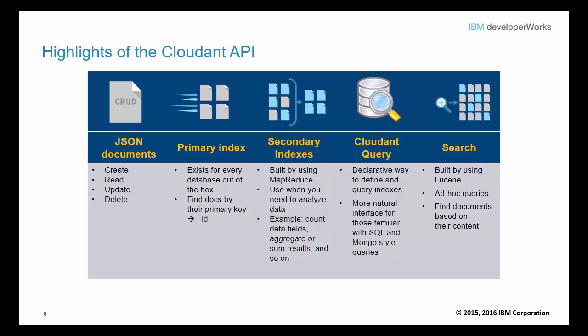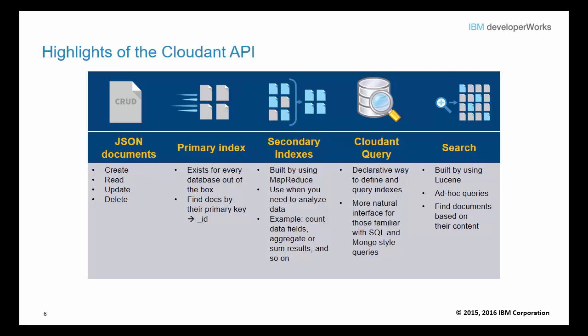So let's look at some of the feature highlights of the Cloudant API. We already discussed the CRUD operations, that is create, retrieve, update, and delete. There are also primary index operations, and the primary index is available for every database out of the box. Every document has a field called _ID, which serves as its primary key or unique identifier. So you can find documents or fetch documents using this primary key or ID.